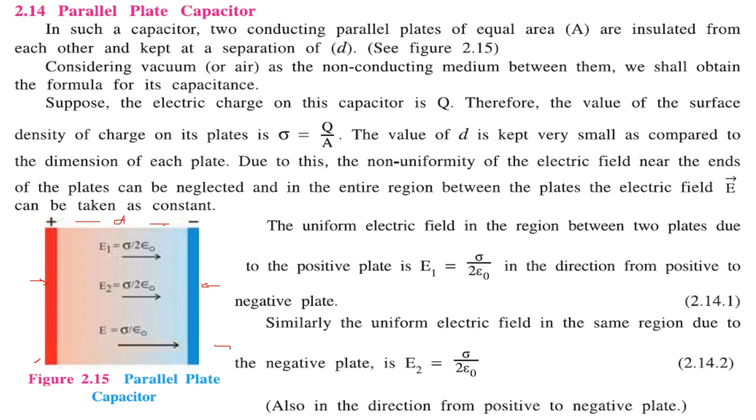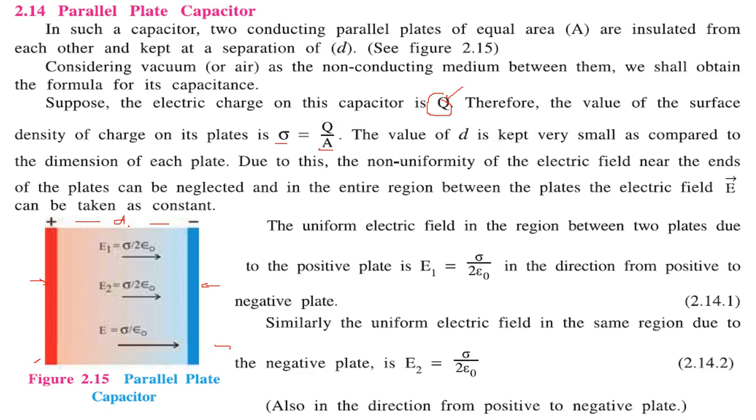from one another. Just consider a vacuum or air as the non-conducting medium between these two, and we'll try to find out the formula for the capacitance. Now suppose that the electric charge on this capacitor is Q. The surface density of charge on it will be sigma equals Q by A. Let us say that A is the area and Q is the charge.